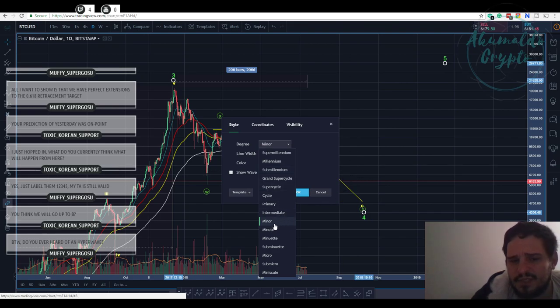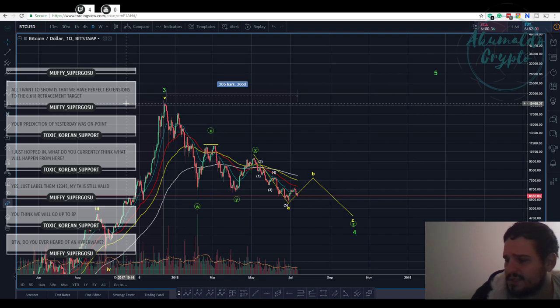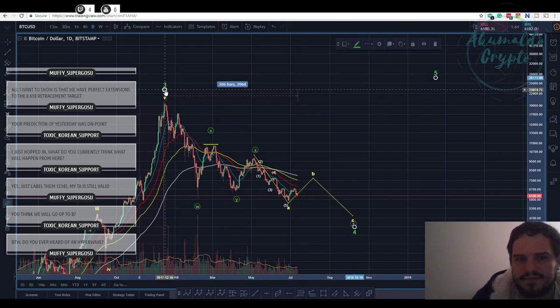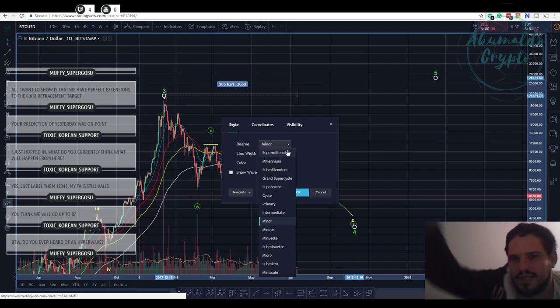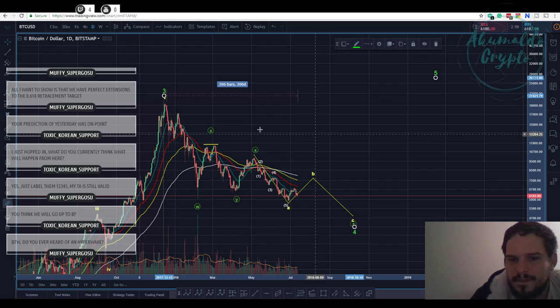Why don't I use it? I use only minor for this whole movement here because Bitcoin is a young asset. We don't have a lot of time trading this asset to use intermediate, primary cycle, super cycle, grand super cycle, super millennium. This asset hasn't been here for a long time to have this amount of data. That's why I'm using only minor.